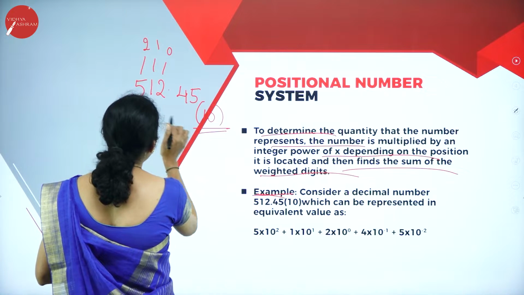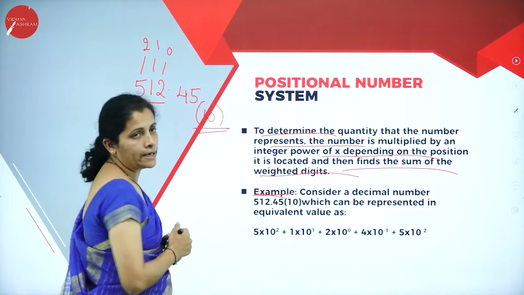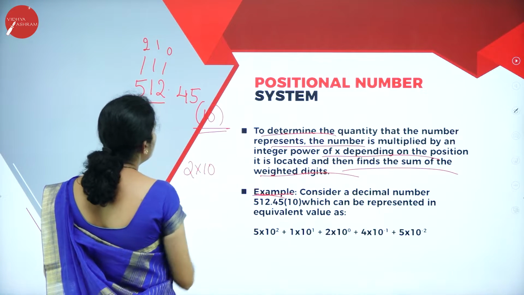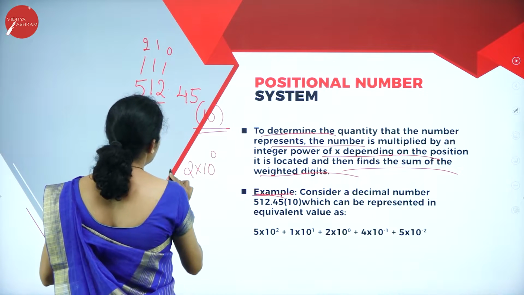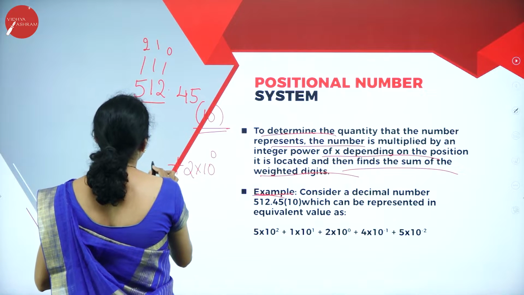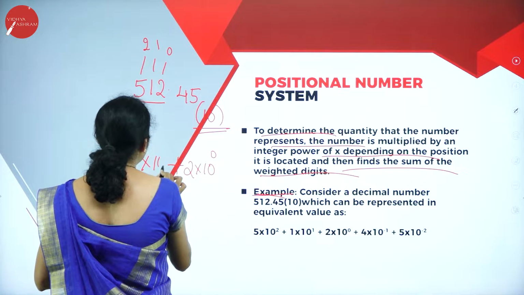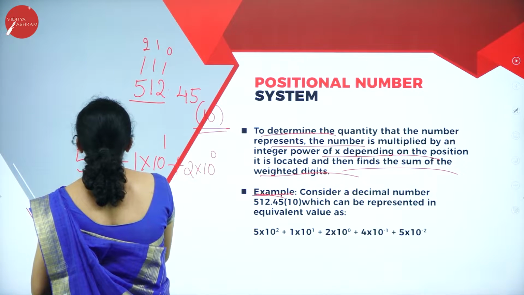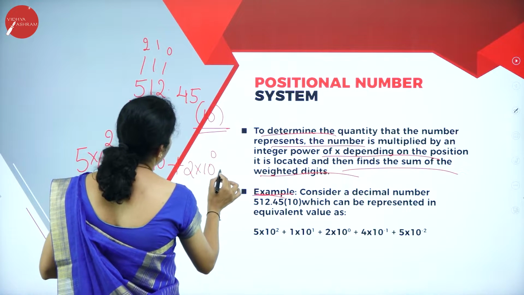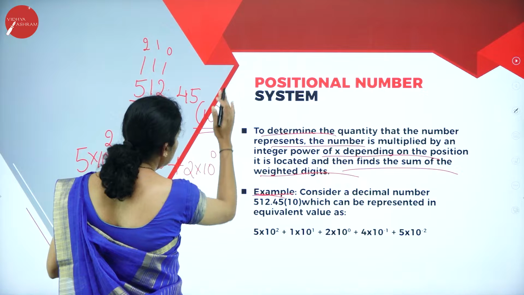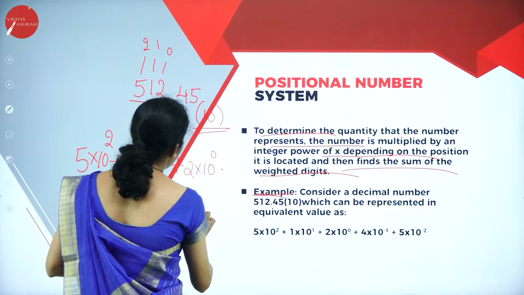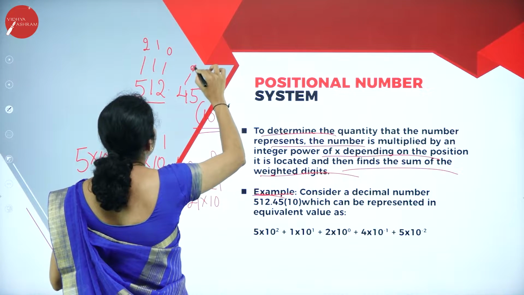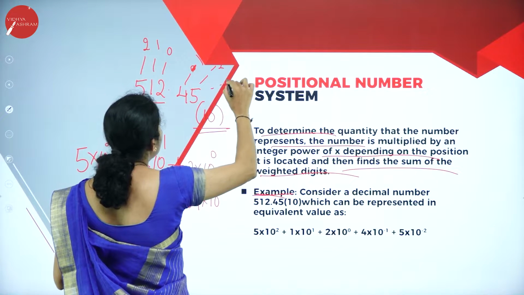Now, I want to multiply these digits with 10. So I'll write 2 into 10. What's the power? What's the position? It is 0. Then I will write plus 1 into 10 to the power 1 plus 5 into 10 to the power 2. Then for the right side, it is the dot, then 4 into 10 to the power minus 1. So here it is minus 1, minus 2 and continues.